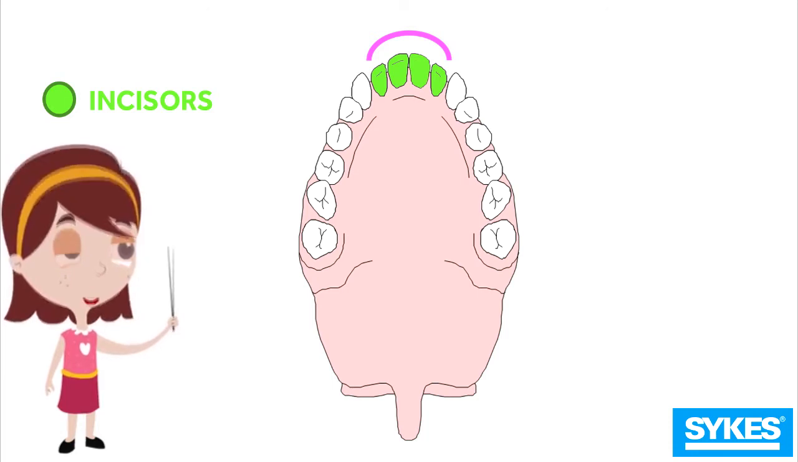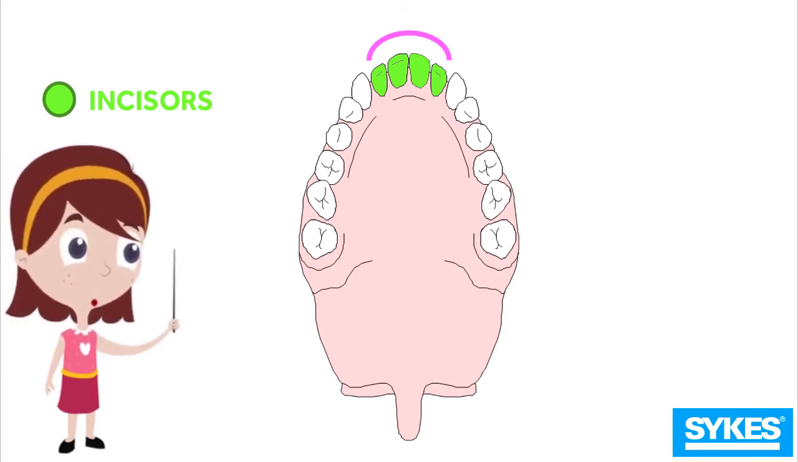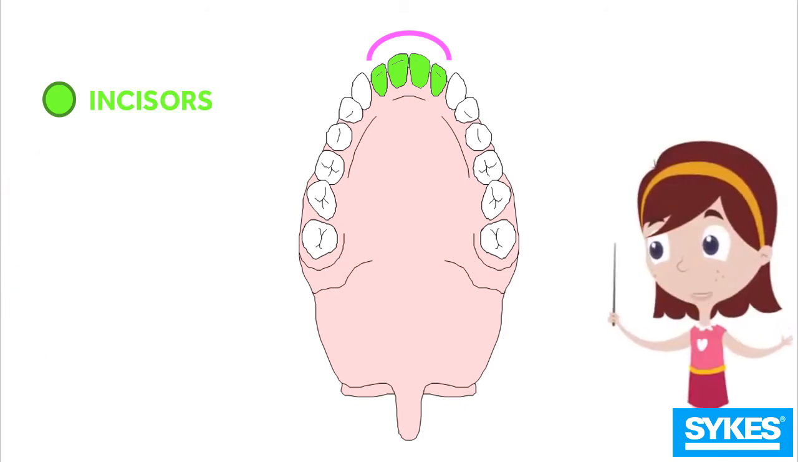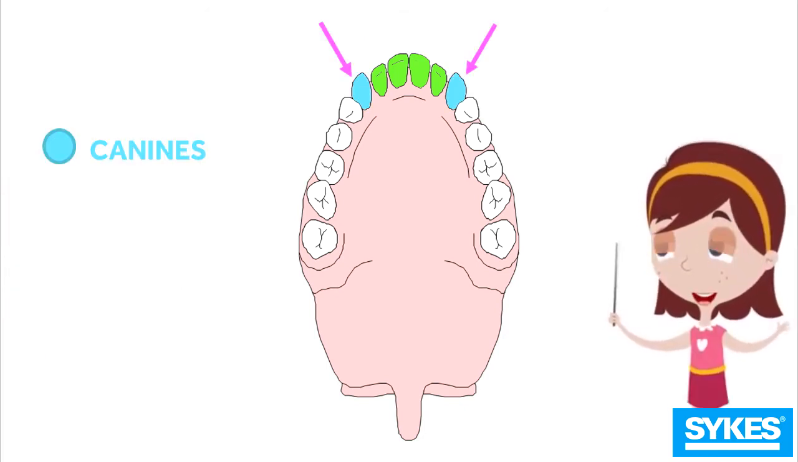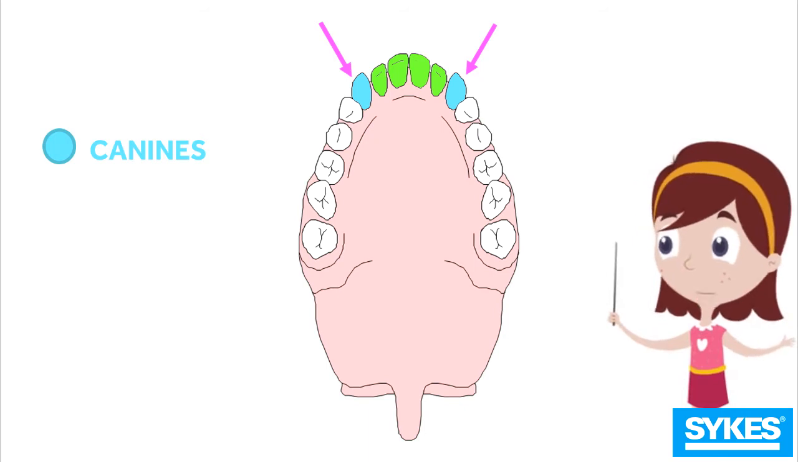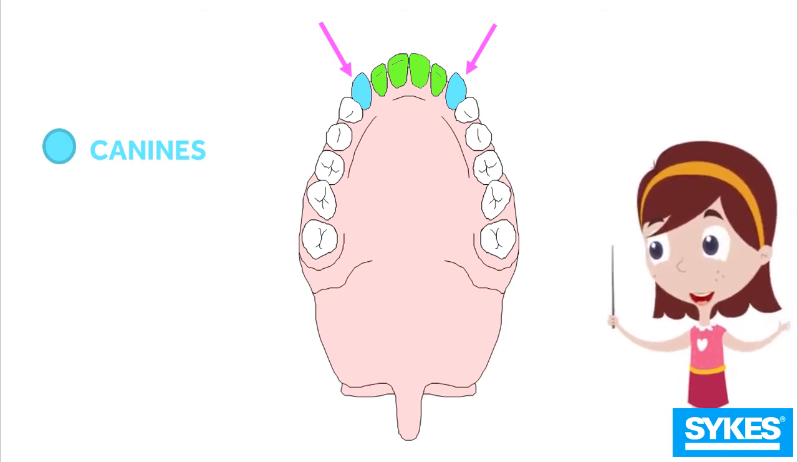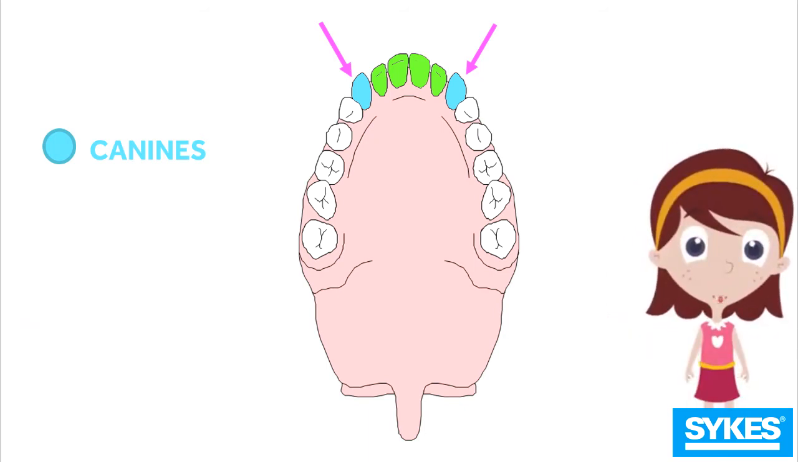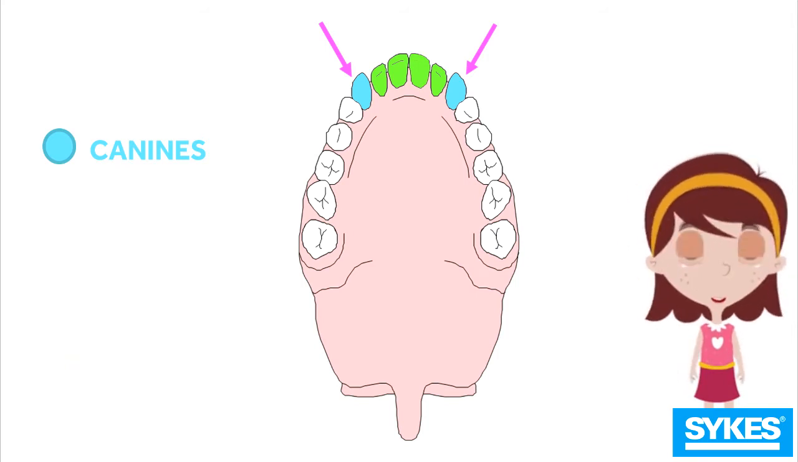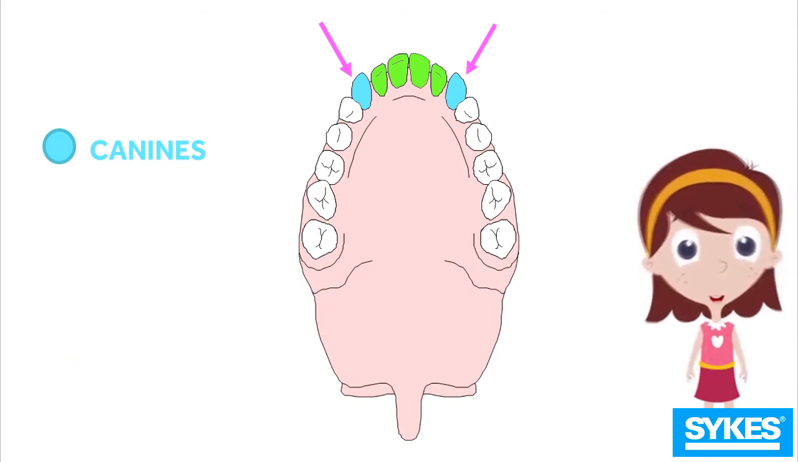Incisors, used to cut through food. Chisel-shaped, front 4 teeth, 4 on the top, 4 on the bottom. Canines, also known as cuspids, used for tearing food. Bullet-shaped, the strongest teeth in your mouth.